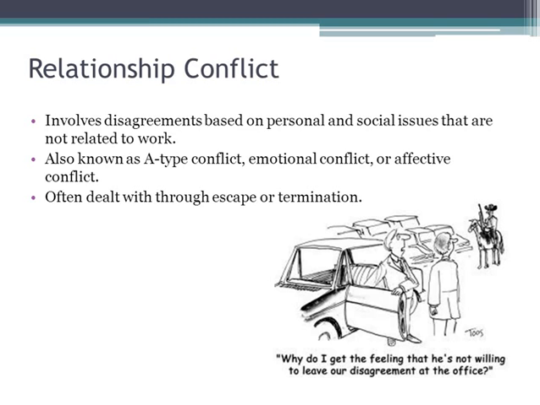Relationship conflict involves disagreements based on personal and social issues that are not related to work. It is also known as A-type conflict, emotional conflict, or affective conflict. It is often dealt with through escape or termination.